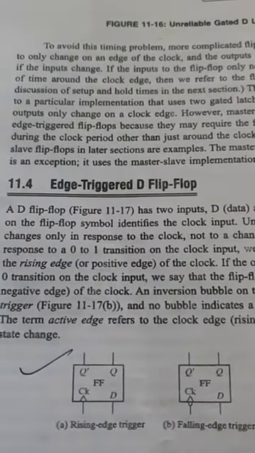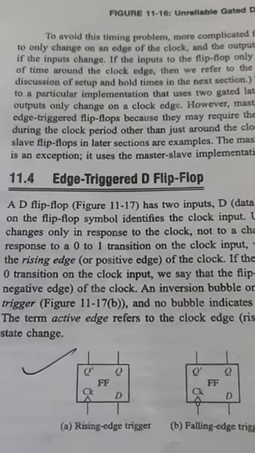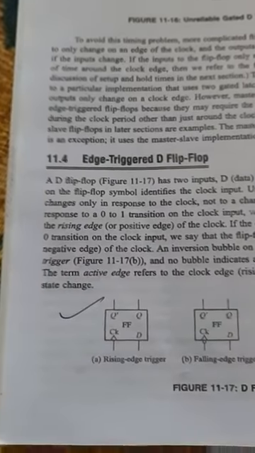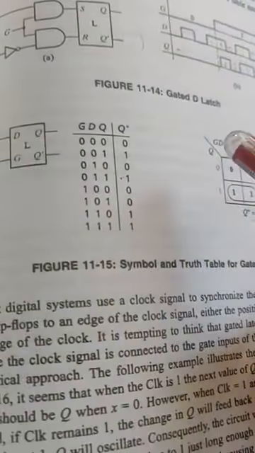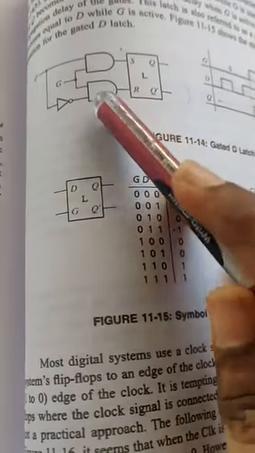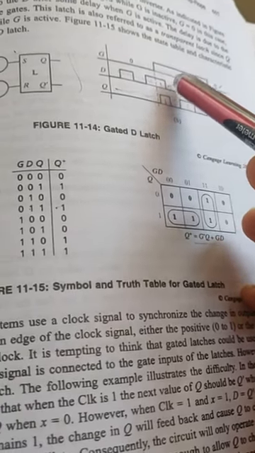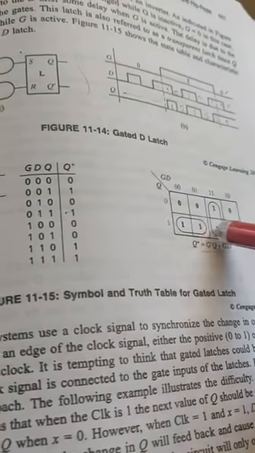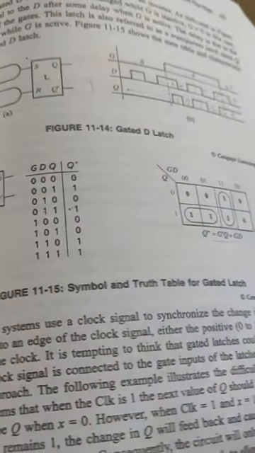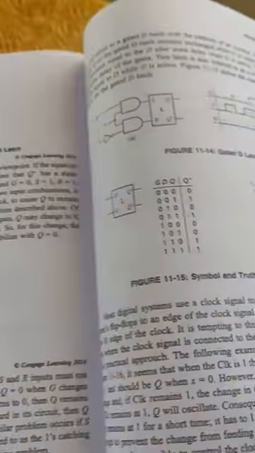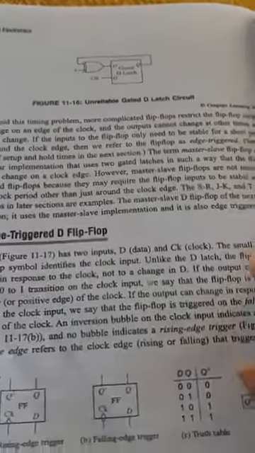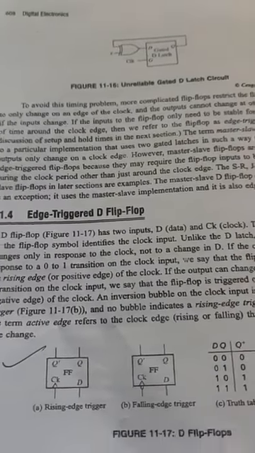So the next concept is edge trigger D flip-flop. In the previous video we discussed the D latch. This was a gated D latch we had discussed. We looked at the waveform, characteristic equation, and truth table of the gated D latch in the last video. So now I'm going with the edge trigger D flip-flop.